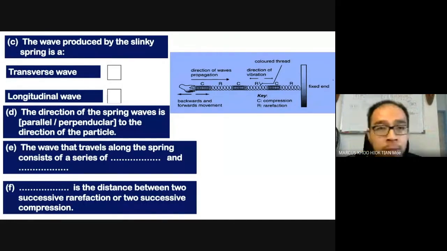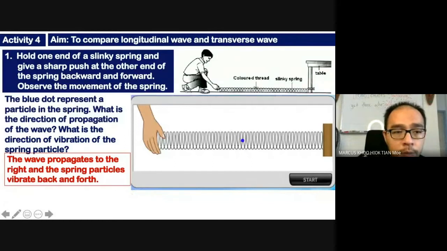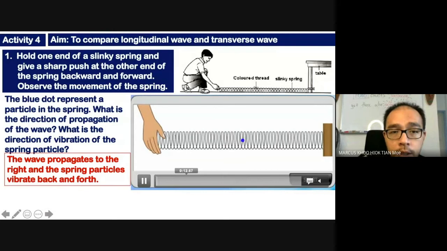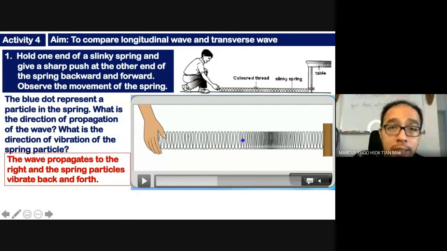Sorry, hold on. Let me show you the video again, just to show you the compression and rarefaction. So you see there's this loose and tight, loose and tight, loose and tight, right? So the loose parts are the rarefactions, and the tight part over here is the compression, and the loose part over here is the rarefaction.